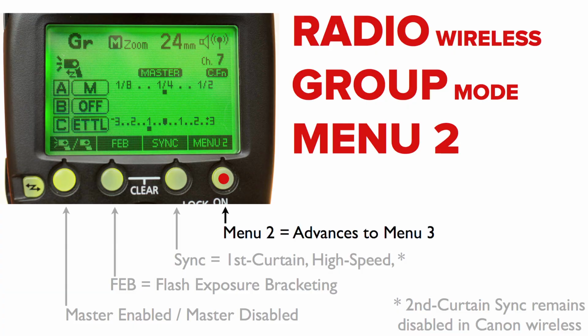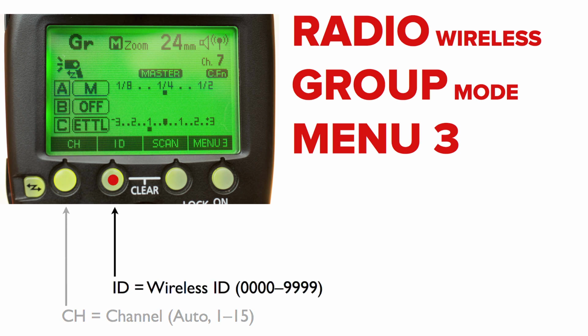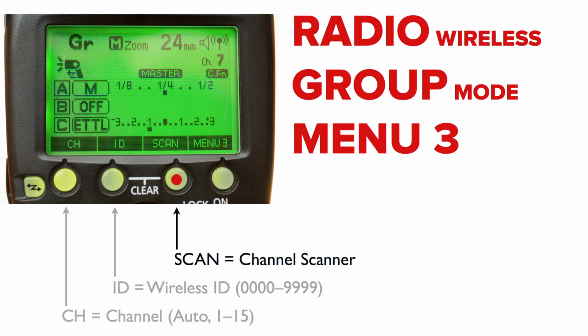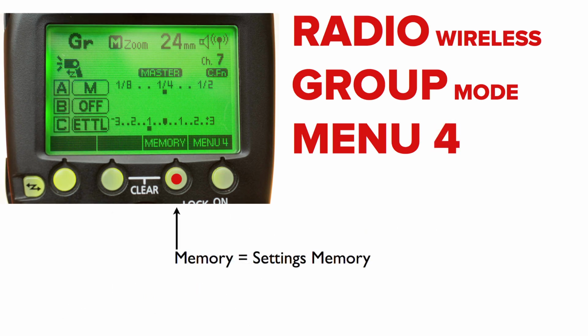Then I jump and I hit menu again, and I jump down to the next level. We've already seen menu 3. It's exactly the same. We've got the channel, whether we're in auto or we pick the specific channel. We've got the ID, which again has to be exactly the same on the master and all of your slaves. We've got the channel scanner. And then we're going to jump down to menu 4. And basically the only thing we're going to find on menu 4, and this is really helpful in group mode, is the memory setting button.